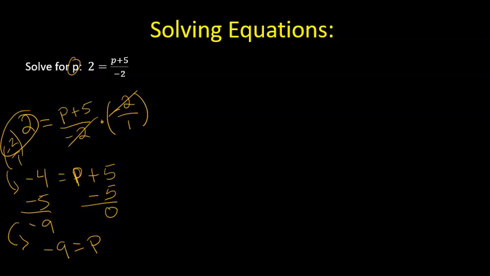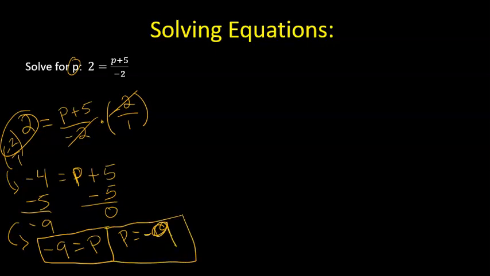It looks like it's kind of backwards, but the answer is p equals -9, right? So p equals -9. These are both the same exact thing. It's just flipped. So sometimes it's going to look weird, but they're the same thing. So I'm going to assume that's the answer. Let's go ahead and test it out.